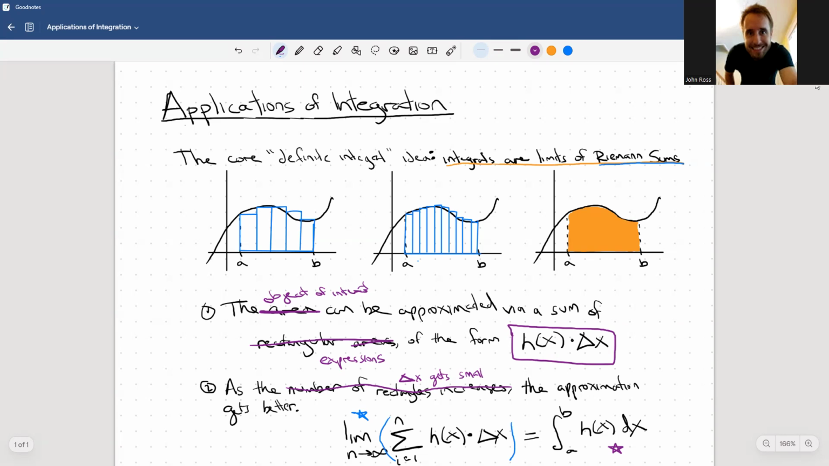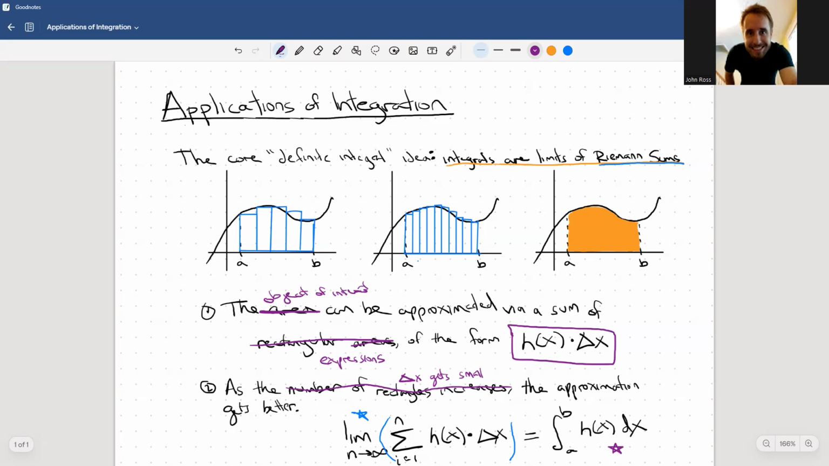In essence, we're trying to ask what kinds of things can we approximate besides just area between a curve and an x-axis. And can I set it up to look like an h of x times delta x? And can I make that approximation better and better by making the delta x smaller and smaller? And in doing so, maybe I can find an exact answer via integration. So that's our big idea here.